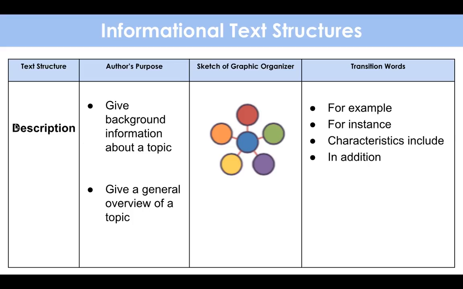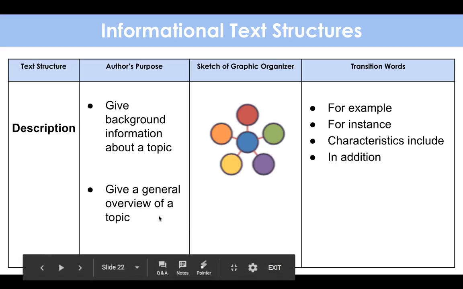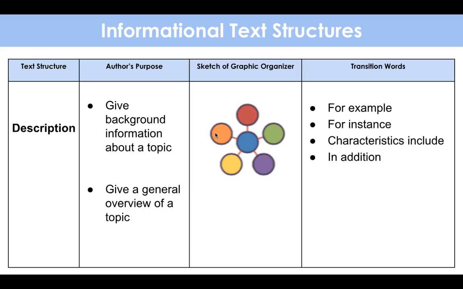Last but not least, we have description. The author's purpose or goal is to give background information about a topic or to give a general overview of a topic. One kind of graphic organizer you'll see is a bubble, where you write the topic and then information about the topic. Some transition words that you'll see are for example, for instance, characteristics include, or in addition. To be honest with you, description text structure is the hardest one to figure out based on transition words. If you're reading a text and you're confused and it's just giving you general background information, it's probably description.